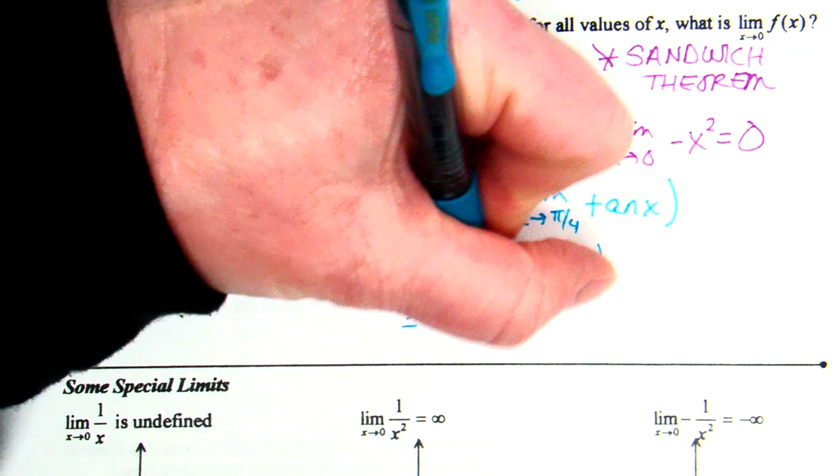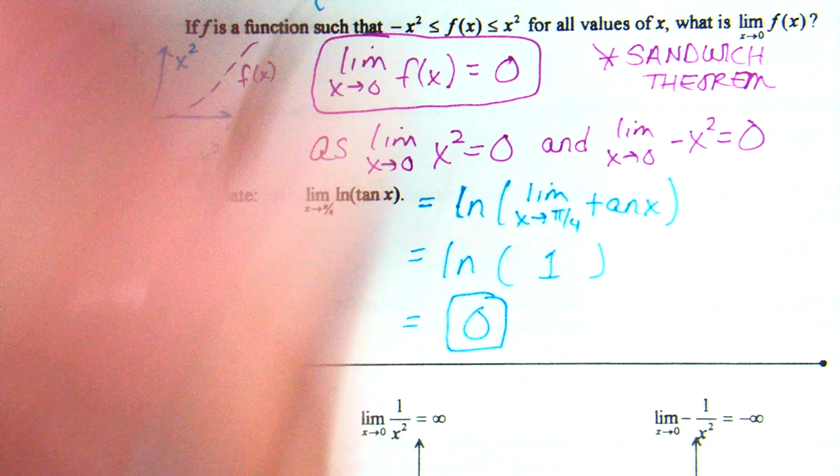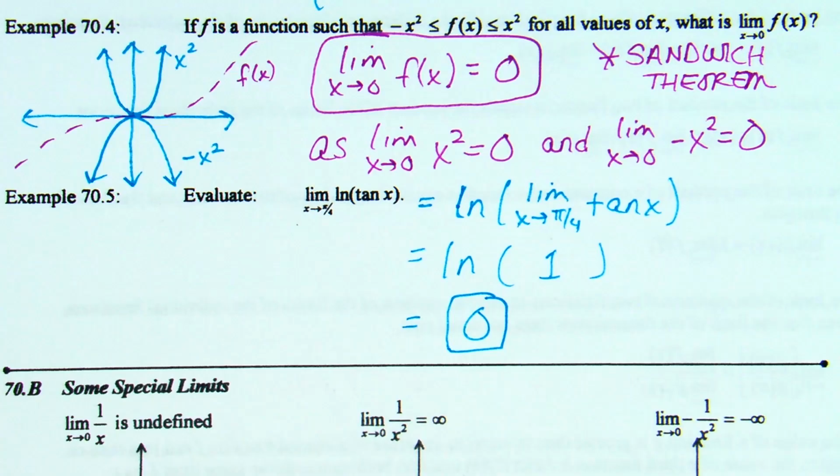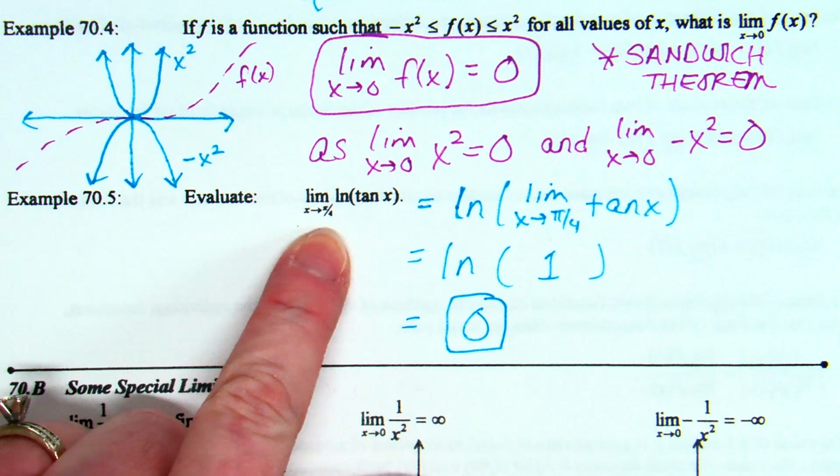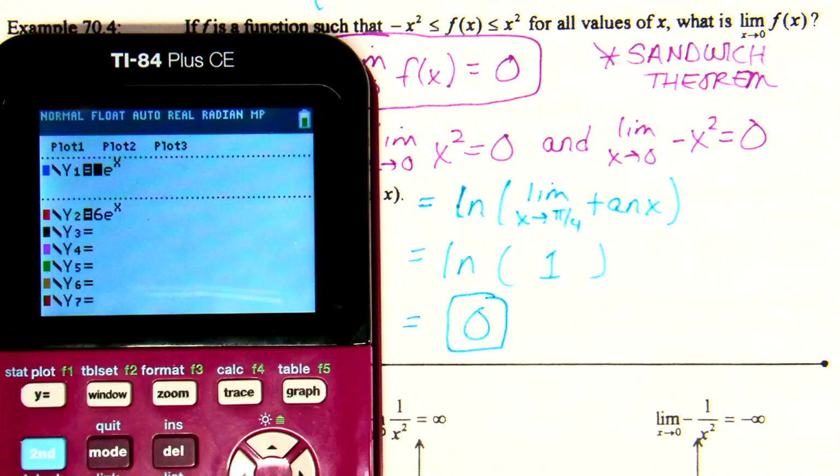Isn't the natural log of 1 0? The natural log of 1 is 0. Done with the problem. So the answer is 0. The limit of the natural log of tangent x as x approaches pi over 4 equals 0.